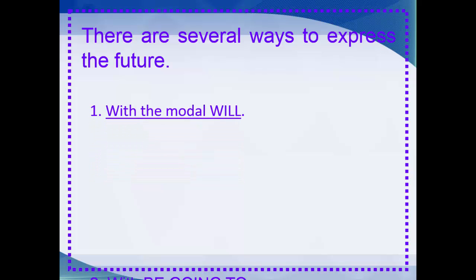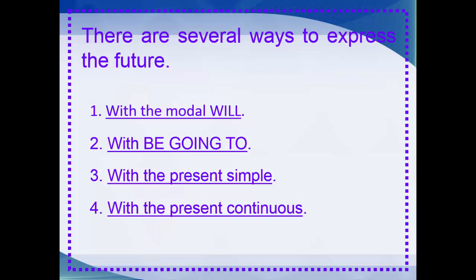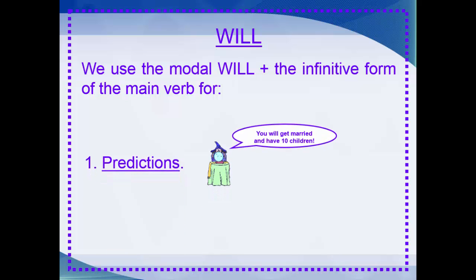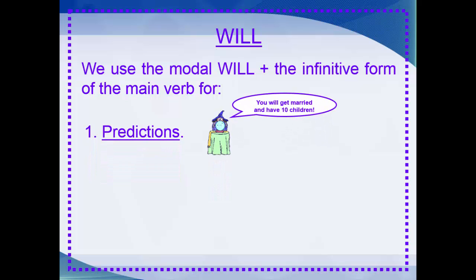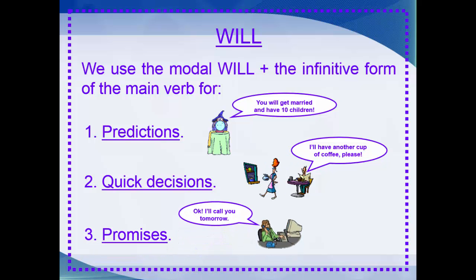With the modal verb, with be going to, with the present simple, with the present continuous. We use the modal verb plus the infinitive form of the main verb for predictions, especially those which are not based on clear evidence, according to what we think. Also for quick decisions or on-the-spot decisions, and promises.